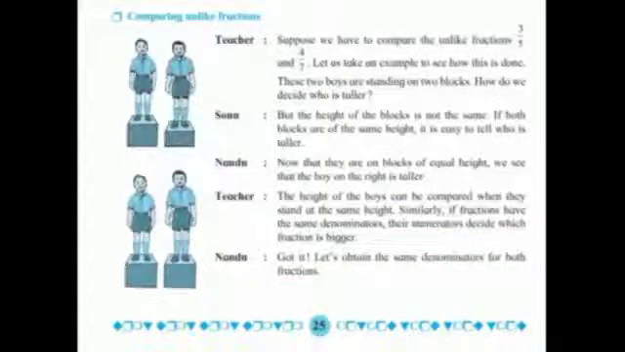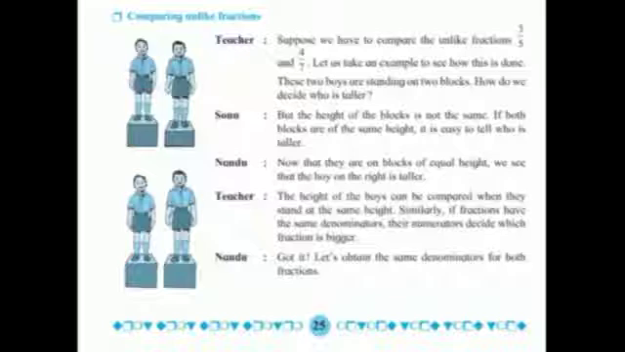Now students, we will learn the further part, that is comparing unlike fractions. Just now we studied comparing like fractions. Now we will study comparing unlike fractions. Okay. Now students, see here there is a short story. We will study according to that story itself.